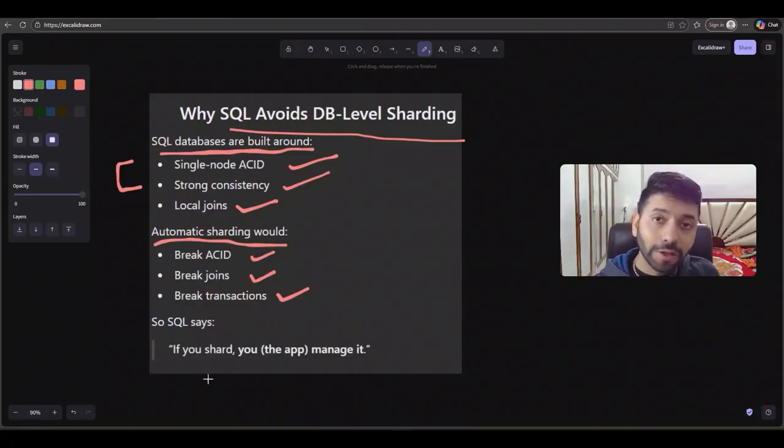So that's why in SQL, if you shard, it is managed by the application. So the application layer is managing the sharding logic, and that is a bit complicated or complex to handle. So in SQL, you have app level sharding and not DB level sharding.